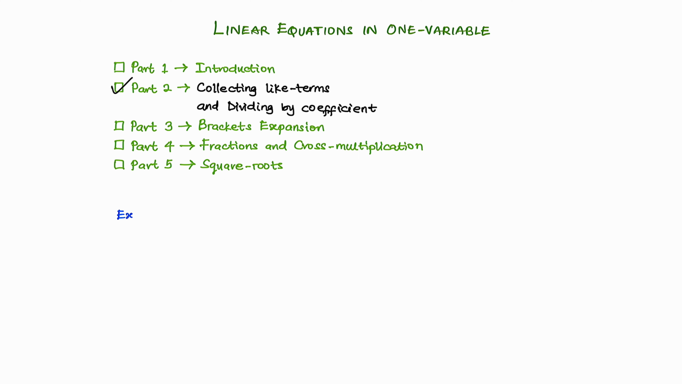So, example: 6x plus 5 equals 4x minus 15. To solve this question, solution. It is important to note that whenever we are solving a linear equation with one variable, our goal is to make sure the unknown stands alone on the left.